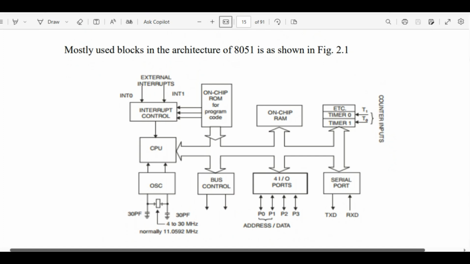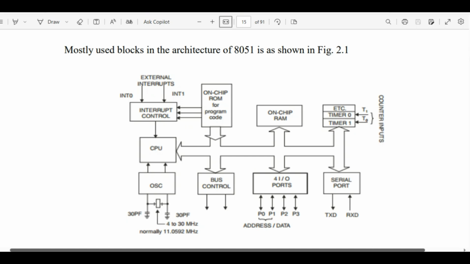The main blocks in the architecture of the 8051 are shown in figure 2.1. So let's imagine the 8051 microcontroller as a magical robot castle. Here's how we can think about each part in a fun, childlike way. So, the CPU, this is like the robot king in the center of the castle.